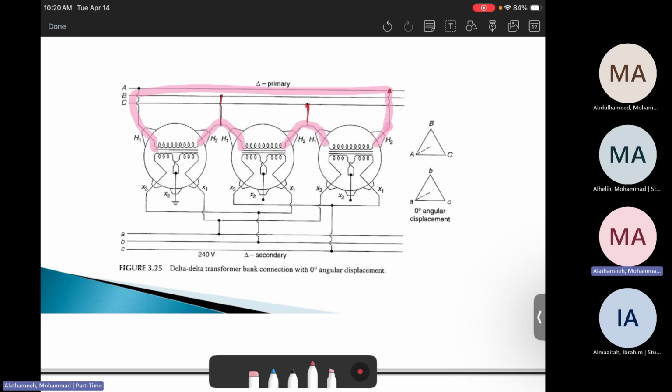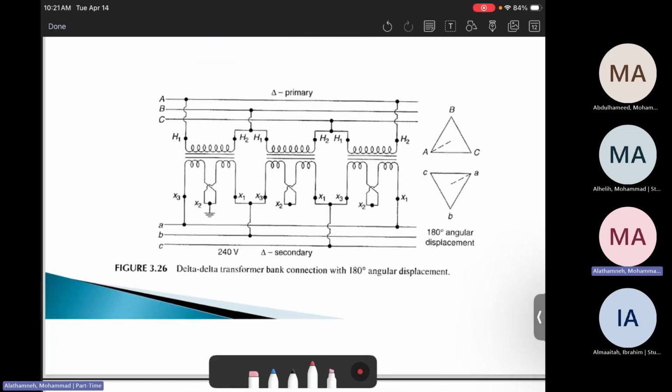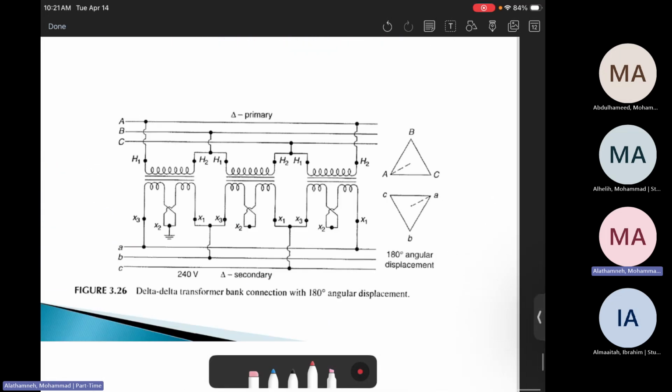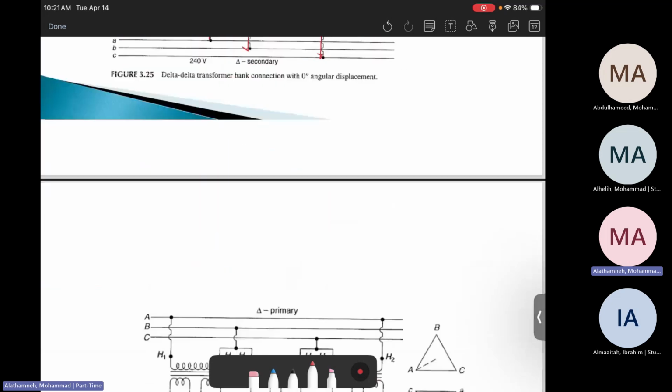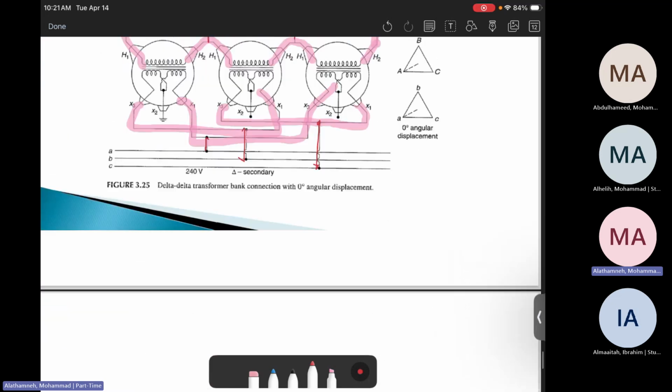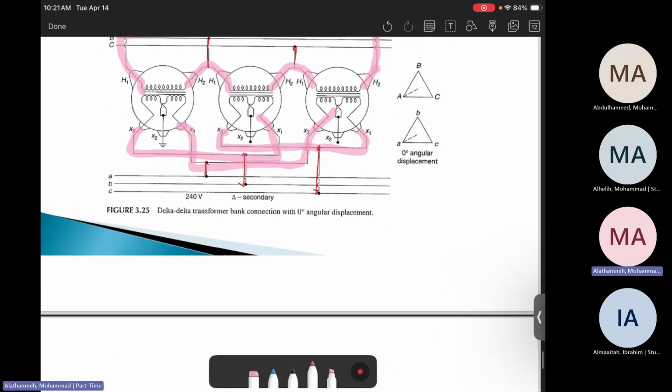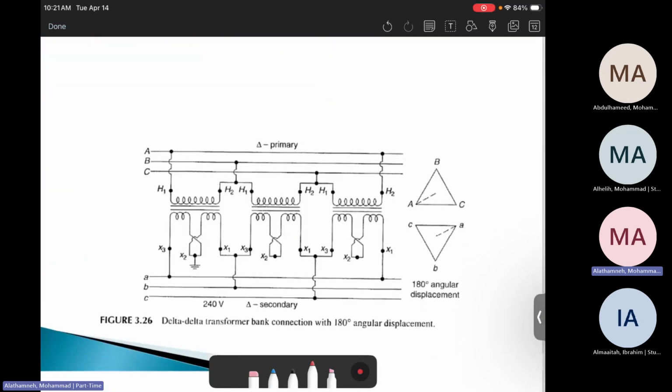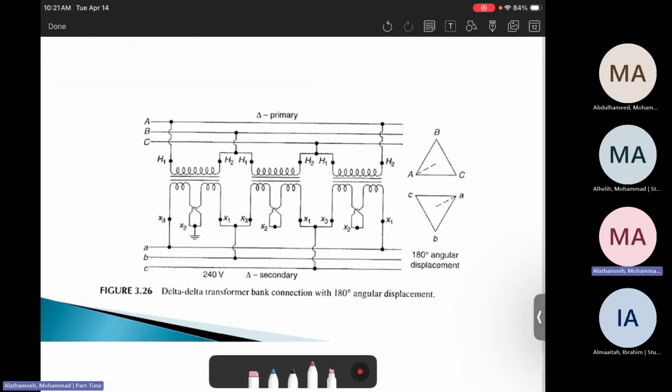This is delta. And delta from the other side, it's also like this. The first one goes to the next one. Then all of them are connected to phase A, B, and C. The other one is the same, but with displacement angle 0 degrees, while the other one has displacement angle 180 degrees. In the displacement angle, I think it's not clear in this picture.